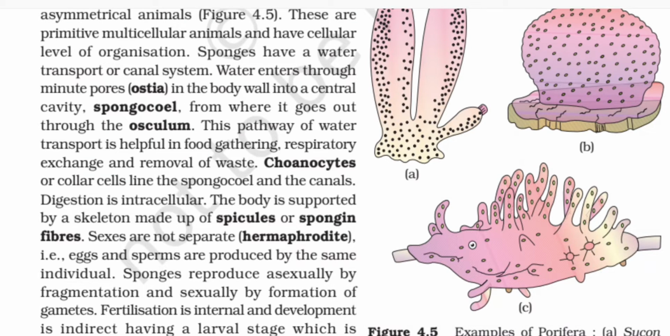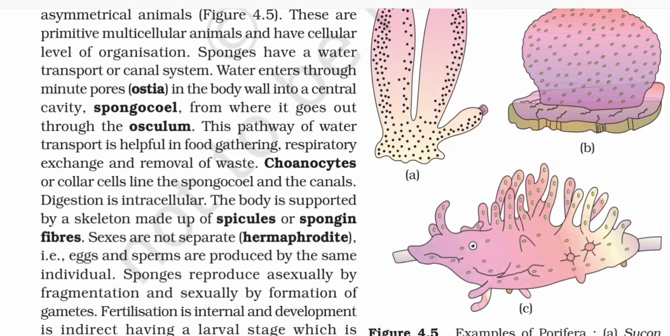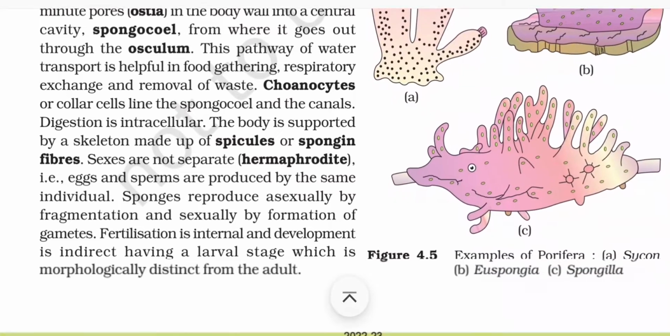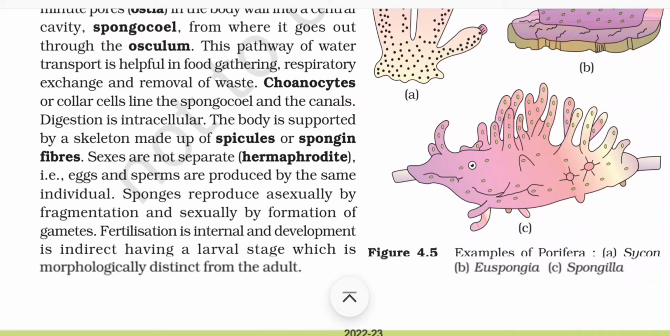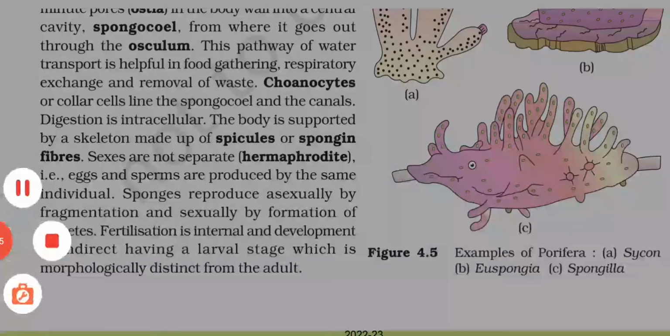Sponges have a water transport or canal system. Water enters through minute pores, ostia, in the body wall into a central cavity, the spongocoel, from where it goes out through the osculum. This pathway of water helps in food gathering, gas exchange, and removal of waste. Choanocytes or collar cells line the spongocoel and the canals. Digestion is intracellular. The body is supported by a skeleton made of spicules or spongin fibers.